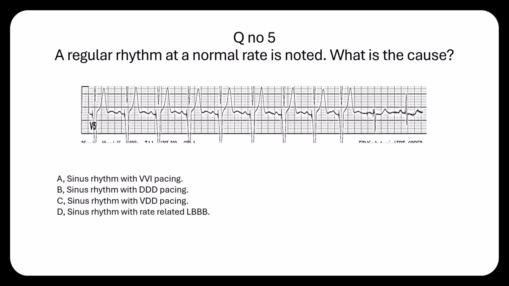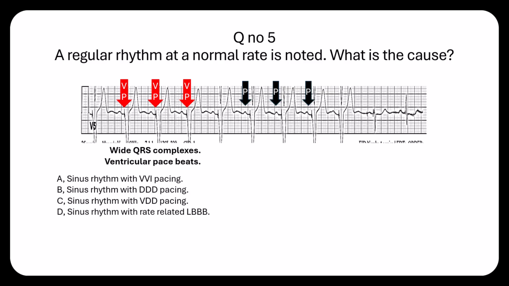Question number 5. A regular rhythm at a normal rate is noted. Wide QRS complexes in the early part of the rhythm strip are preceded by a pacing artifact. These are ventricular paced beats. This rules out left bundle branch block as the cause of wide QRS complex. Every QRS complex is preceded by a P wave at a fixed AV interval. P waves are sensed and ventricle is paced. This is called A-sense V-pace rhythm. This rules out VVI pacemaker in which there is AV dissociation.